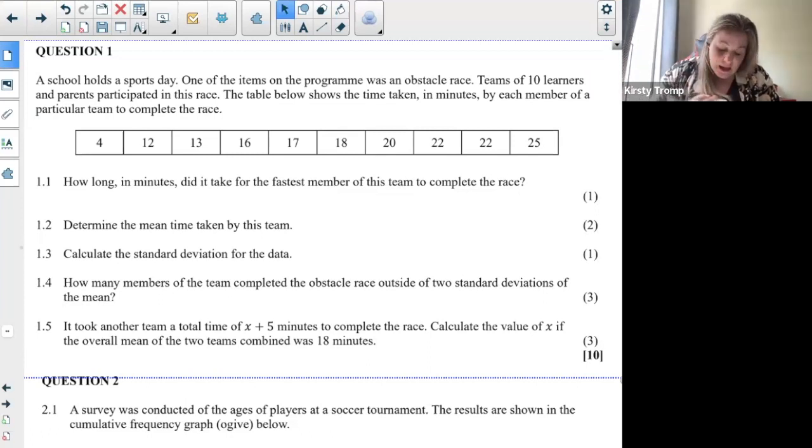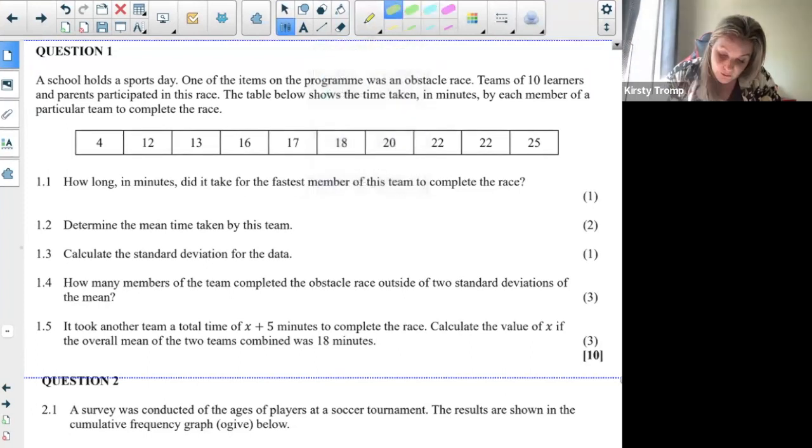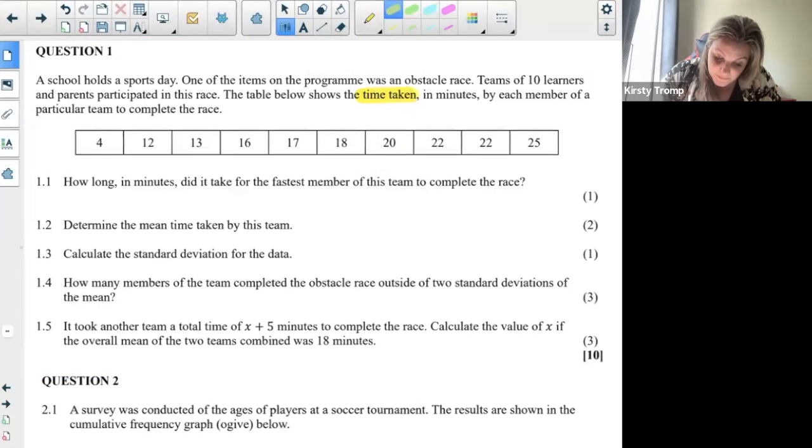How long in minutes did it take for the fastest member of the team to complete this race? This is really important, so read carefully. It says the table shows the time taken in minutes to complete the race. Be careful. This is one of those questions first at the gate, one of those ones to trick you. How long did it take for the fastest member to complete the race?